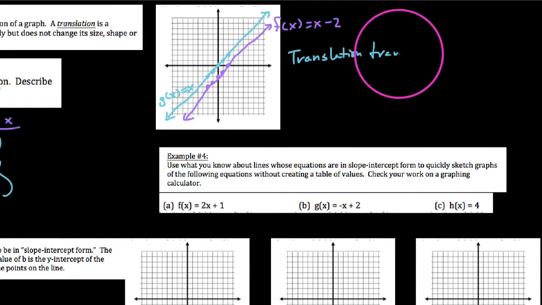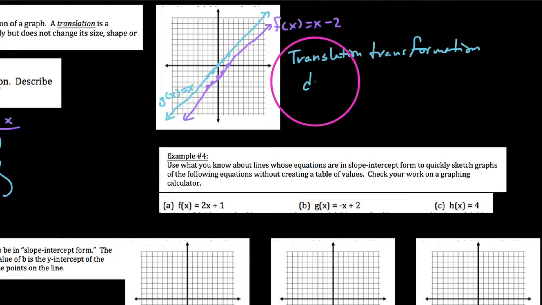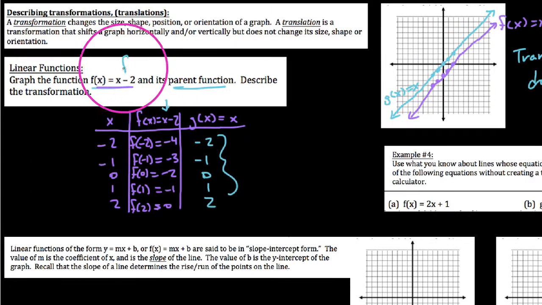So to describe this, we would say that we have a translation transformation, and it is shifted down 2 units. Okay. So this is what a translation transformation looks like, and it often occurs when we take an original function, a parent function here, f of x, say equals x, and either add or subtract some constant k off the top of it. But for right now, I just want to be able to describe this transformation here.